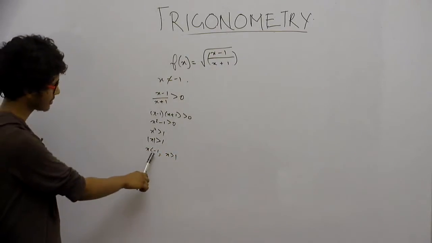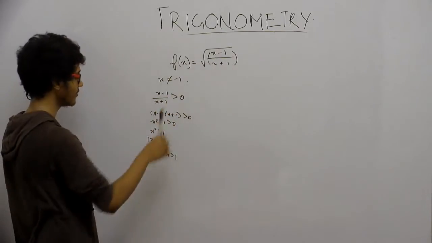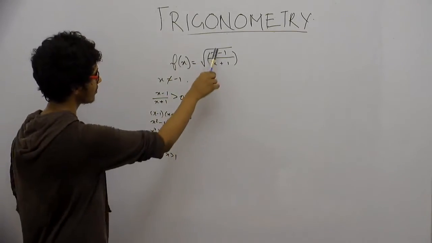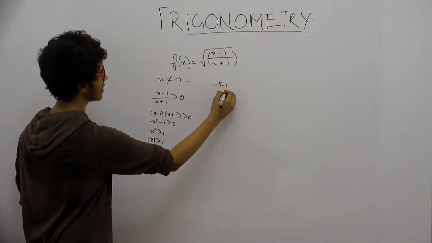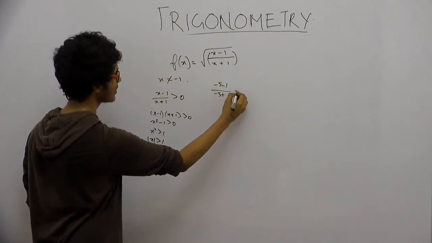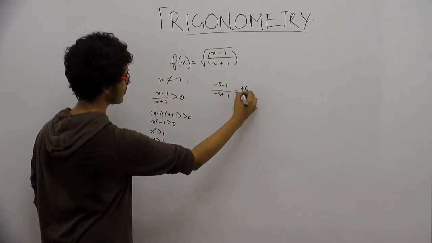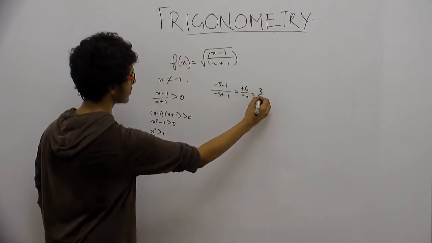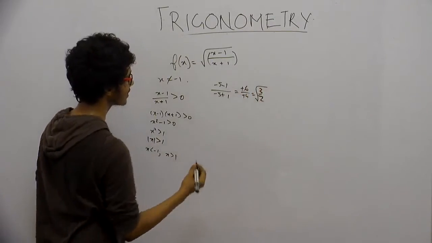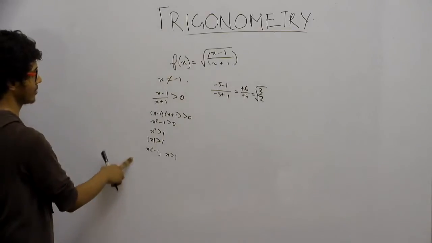See, this does not seem likely, but put any value which is less than minus 1. Suppose you put minus 5. You get minus 5 minus 1 divided by minus 5 plus 1. This is minus 6 by minus 4. This cancels. We get 3 by 2, and its root is rational. Here's how we find the domain.